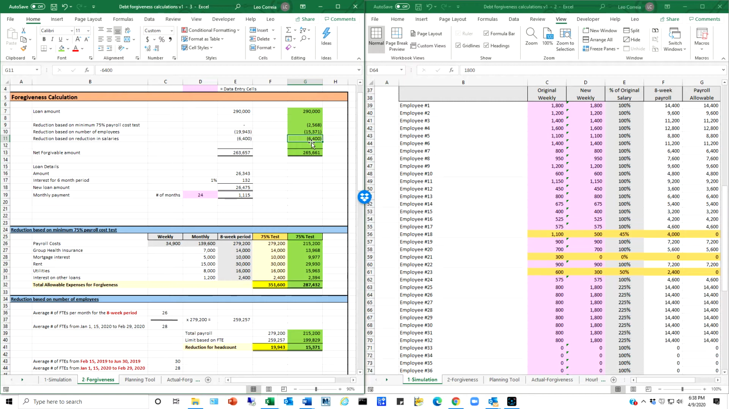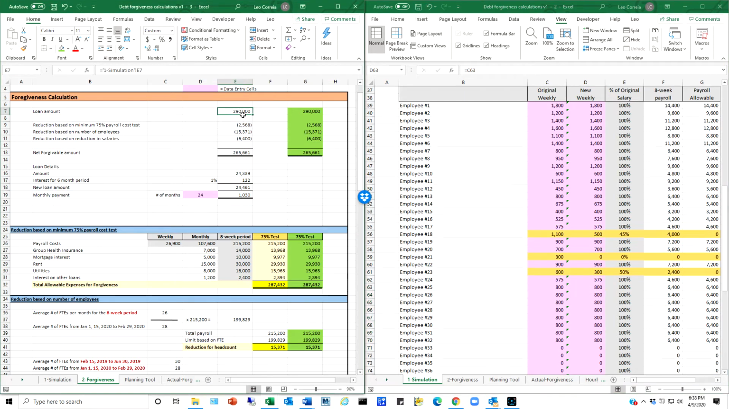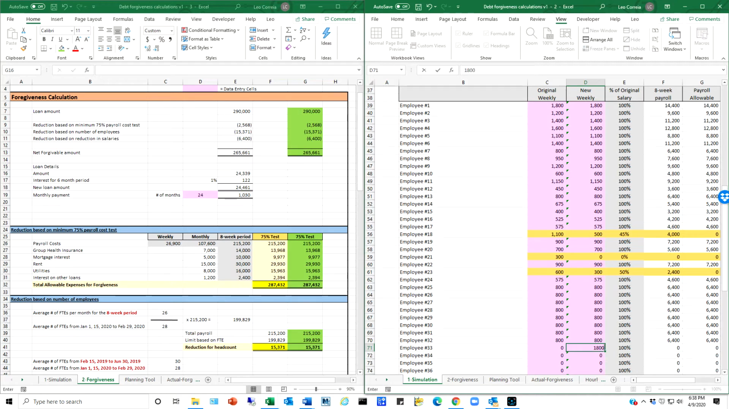The next question is can I pay a new employee that wasn't on the payroll? So what we're going to do here is we're going to return this to its original state. So all my numbers on the calculation side come out to be as they originally were. Now what I'm going to do is I'm going to add in a new employee for $1,800, and I don't have any original pay for them, but they received $1,800 a week for the 8 weeks. Now let's see what that has done to things.